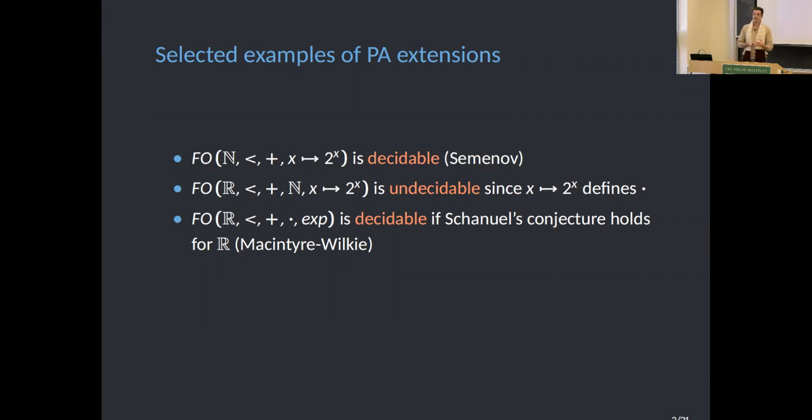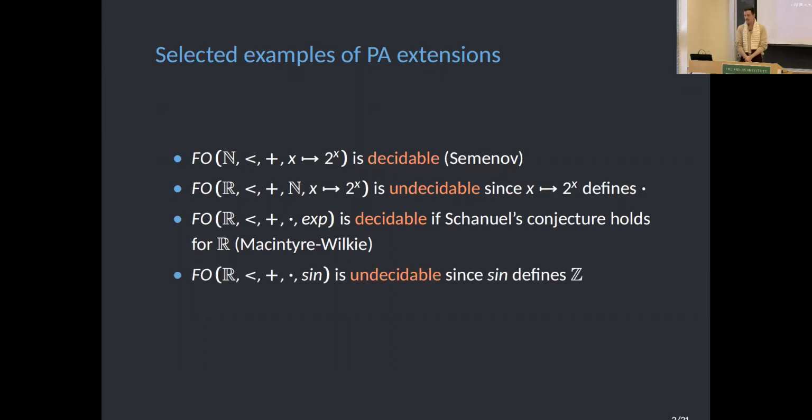Another example, if we have the real numbers, order, addition, multiplication, and the base e exponential function, this theory is again decidable, and that's a conditional result under Schanuel's conjecture, which I'll talk about in the second half of the talk. If Schanuel's conjecture holds for R, and this is the result of Macintyre and Wilkie. And then if we swap out this exponential function for the sine function, instead of decidability, now we have undecidability, and that's because we can pretty easily define the integers using the sine function. And again, we can invoke Peano arithmetic to give undecidability.